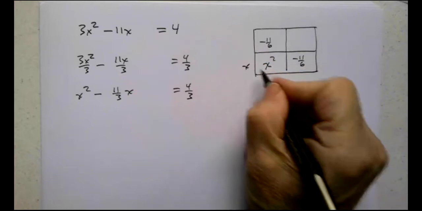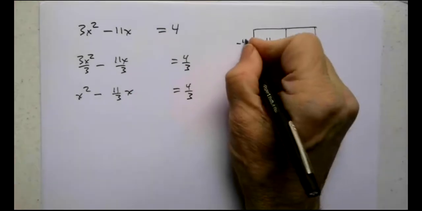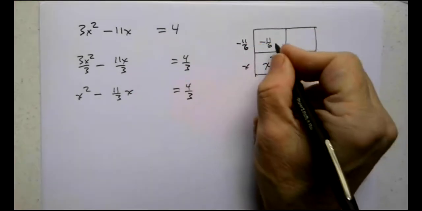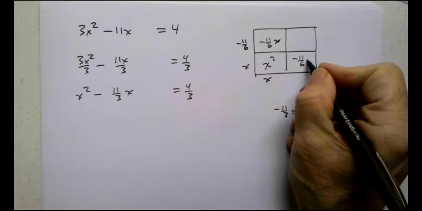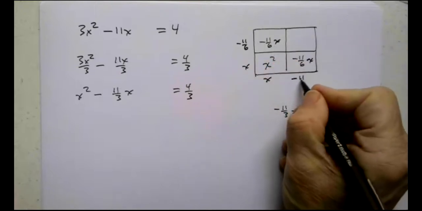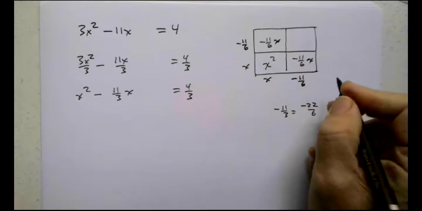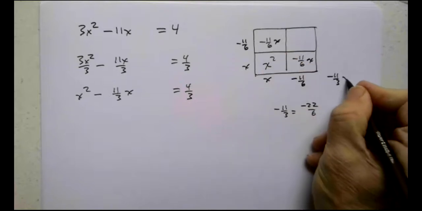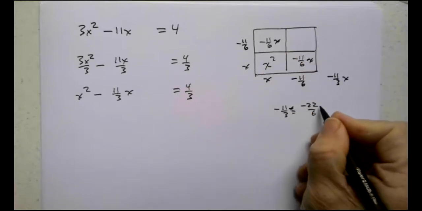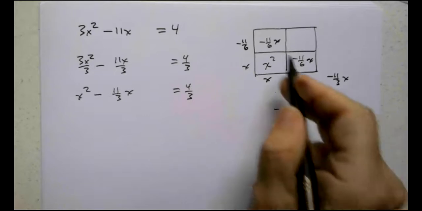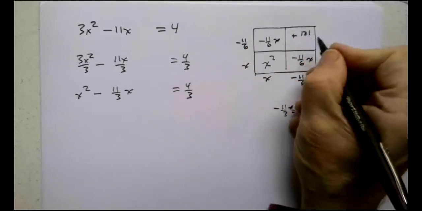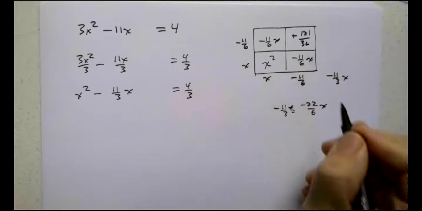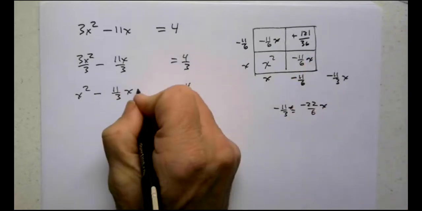So x times x is x squared. x times negative 11/6 is negative 11/6x, and here negative 11/6x. And the two in the middle add up to negative 11/3 x. Again, I probably should put x's there for clarification. Now if I multiply them together, negative times negative is positive, 11 times 11 is 121, 6 times 6 is 36. Add 121/36 to both sides.